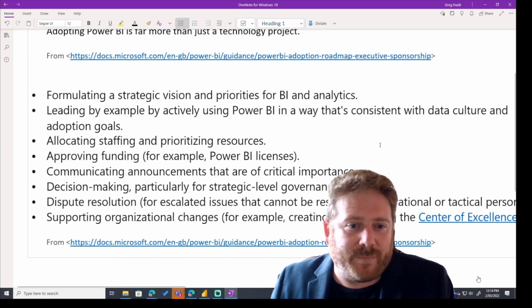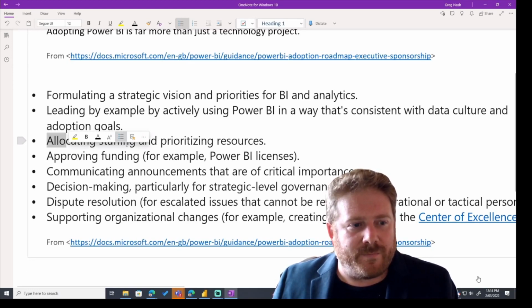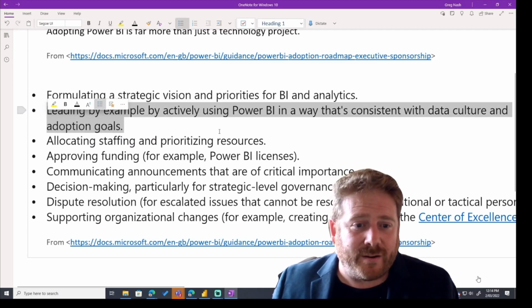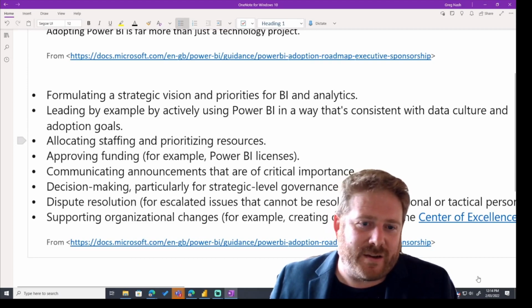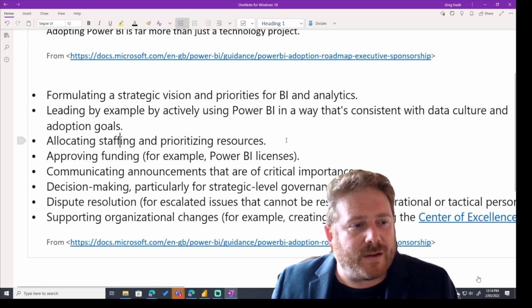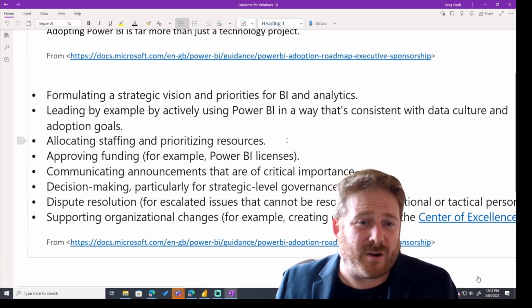Because people in those executive meetings are like, what is this? How did you get it? How can we do this, right? And so we see a lot of inroads when executive stakeholders actually use Power BI to present data to their peers. Allocating staff, obviously paying for stuff. So who's the executive sponsor? They're the guy that pays or the girl that pays, right? So keep that in mind. They're going to be allocating resources associated with it and also prioritizing.